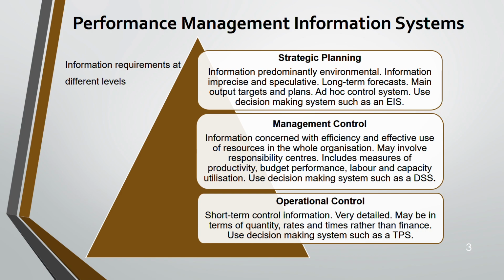If you see the triangle, you will see that the triangle is very wide towards the lower part. The operational control is wide. As you go up, it becomes narrow. Why? Because in operational control, you will see so many people working. But as you move upwards towards strategic planning, fewer people are there, but they have a wider control. They have a wider influence. They have a significant influence over the performance of the entire organization.